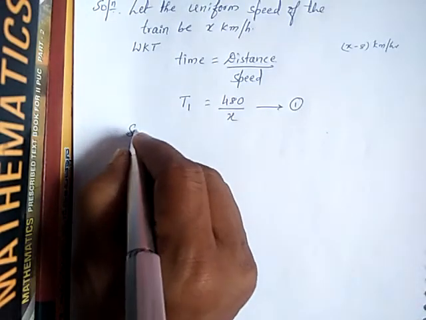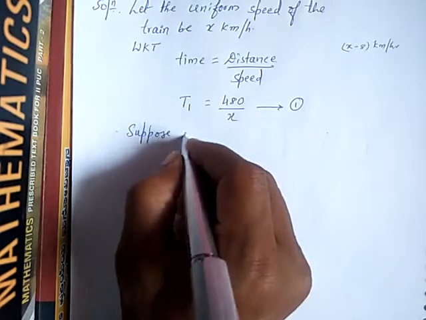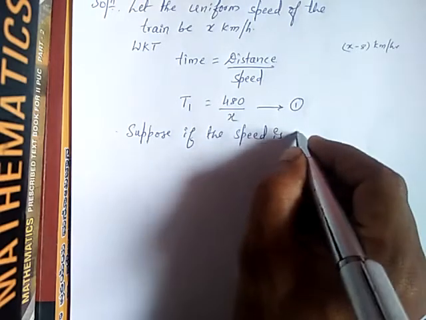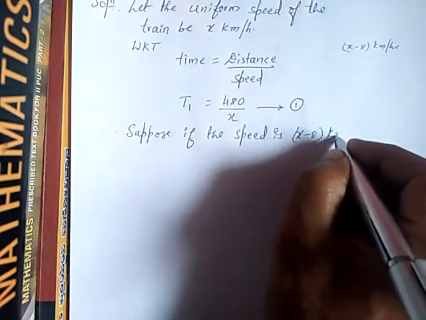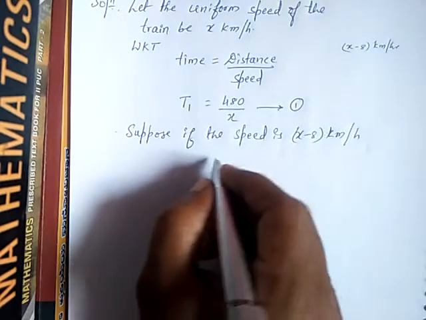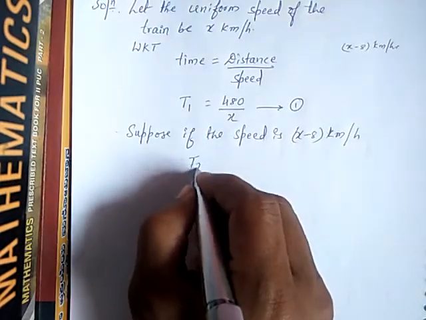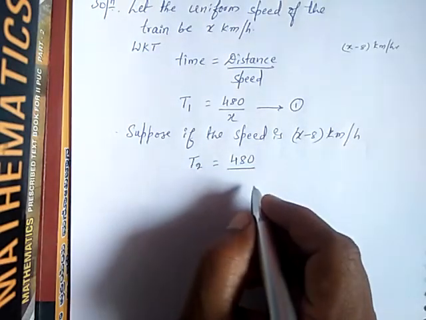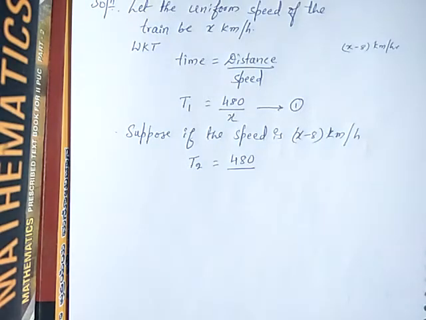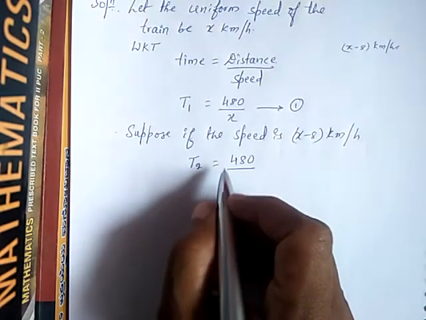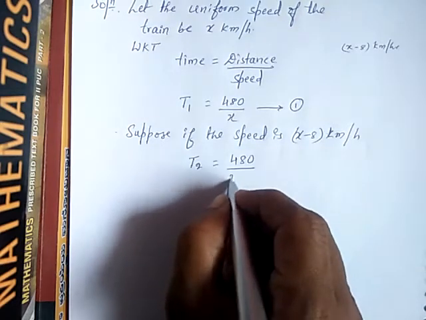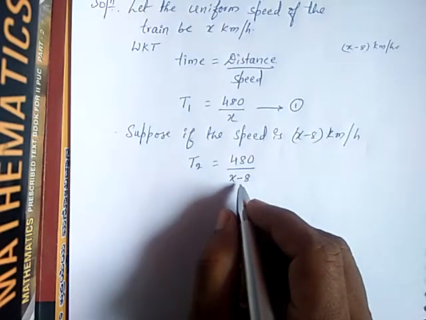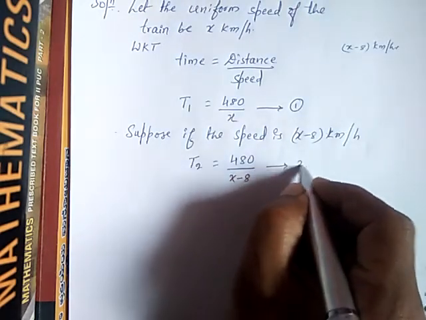Okay, suppose the speed is x minus 8 kilometers per hour, as given in the question. So we can take t2 equal to 480 divided by x minus 8, since the distance is the same. So this is equation number 2.